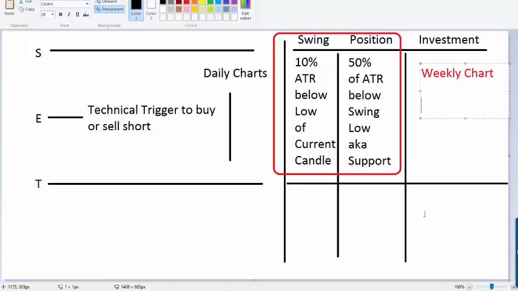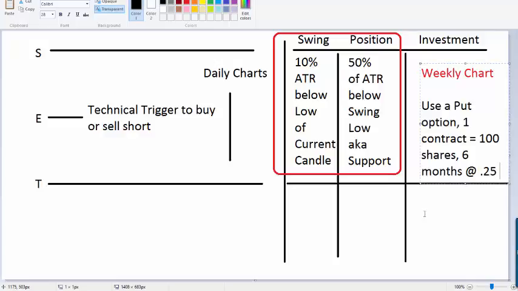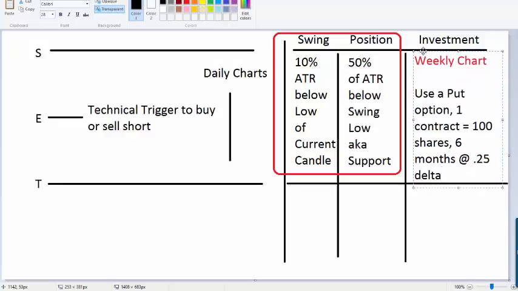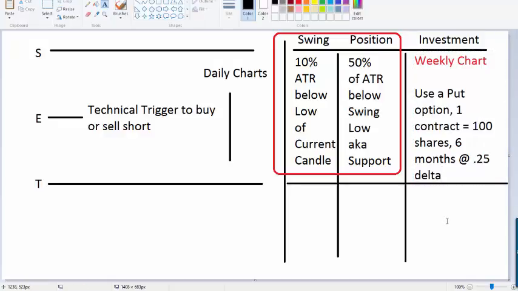And on a weekly chart with the investment, we're going to use a put option. One contract equals 100 shares, so one for every 100 shares, 6 months out at a 25 delta. Okay, that's a good rule for an investor's type mindset. Now, if you're an investor and you want to have a stop loss, you could use the position style just off the weekly chart and do that as well. But the put option can be used as a replacement to the stop loss. It's a mindset thing.